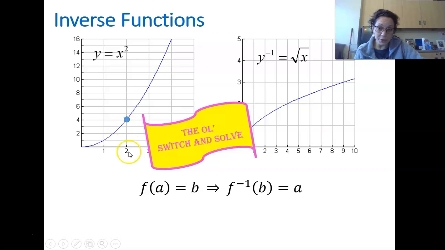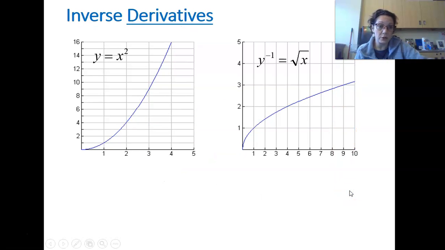But again, notice here on this graph, y equals x squared, the point (2, 4) exists here. On the other side, notice the point (4, 2) exists. Over here, the point (3, 9) exists. Guess what's over here? The point (9, 3). It's just a flip-flop of x and y. I need to carry that into calculus and see what the implications are for slope.